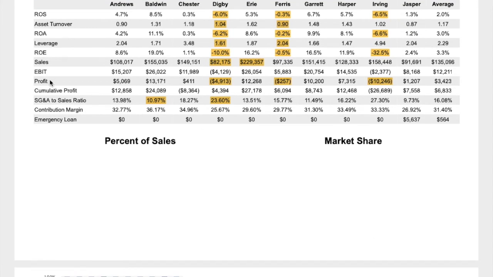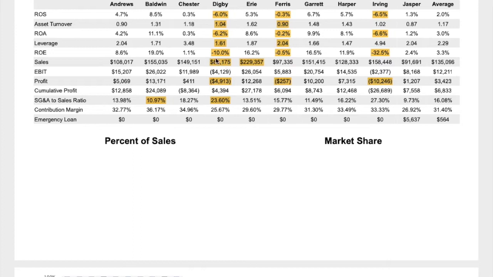Next is sales. Again, sales is one of the important indicators of your company's success. It's also one of the criteria to measure your performance in Capsim. In the second practice round, Team Erie has the most sales, which is $229,000, and the team with the lowest sales is Digby.